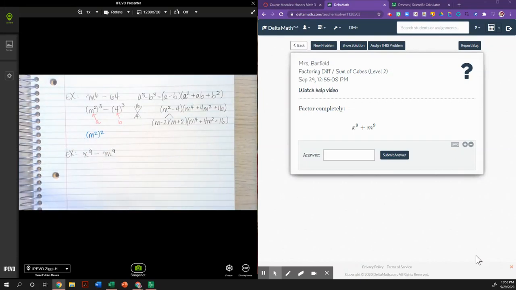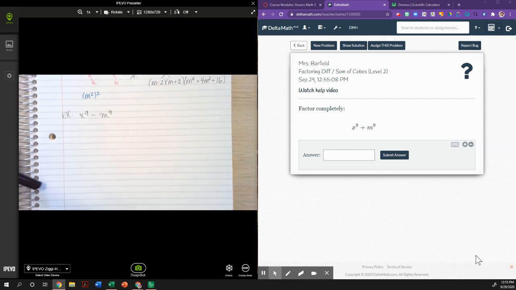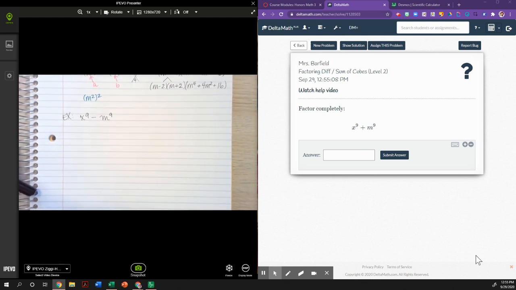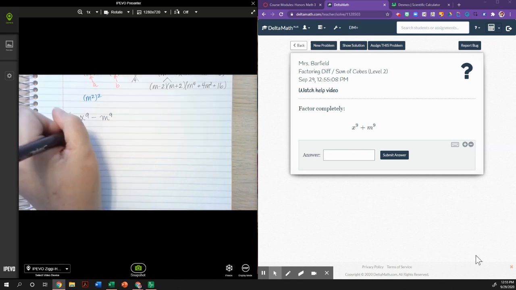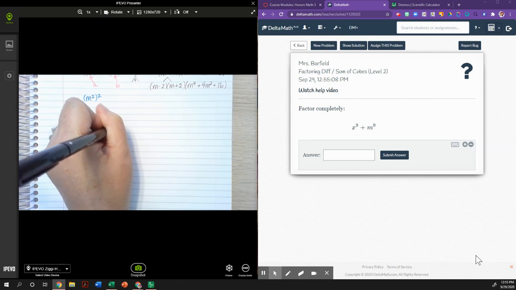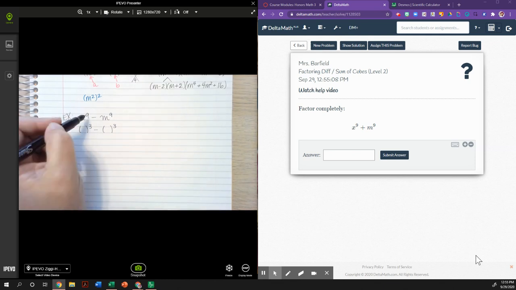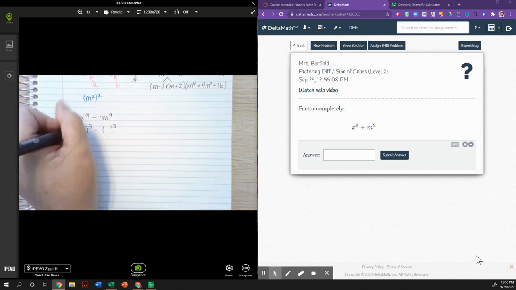All right, you guys. So let's look at another example. So I've got x to the ninth minus m to the ninth. If you watched my last video, you know that the first thing I have to do is rewrite the problem so that I have a 3 here. And if you remember, that's just a division step. So if I take the exponent here and divide by 3, that'll give me my exponent on the interior.